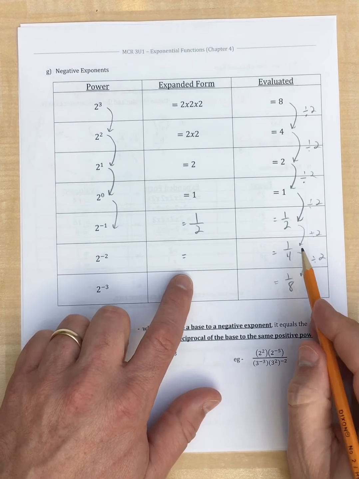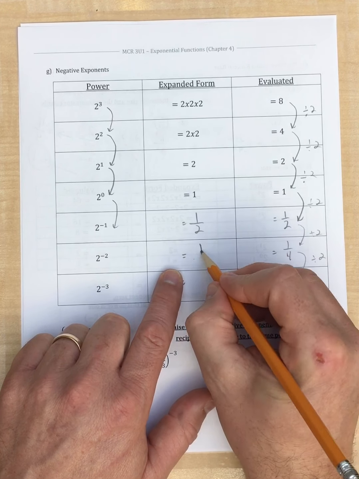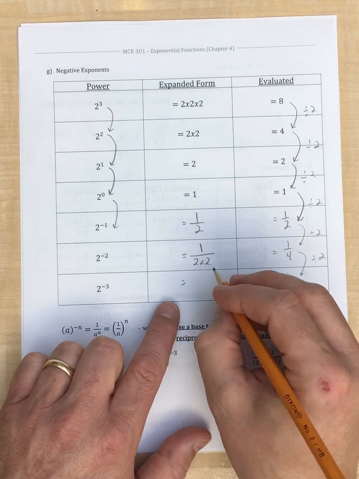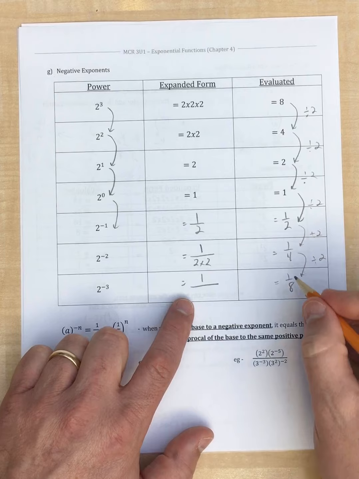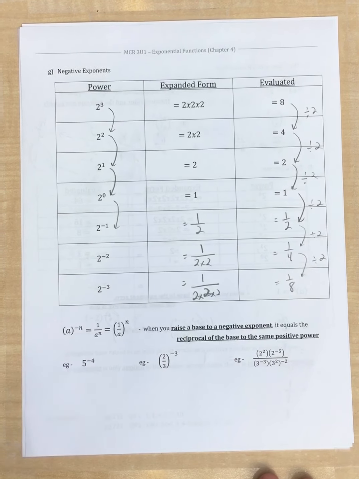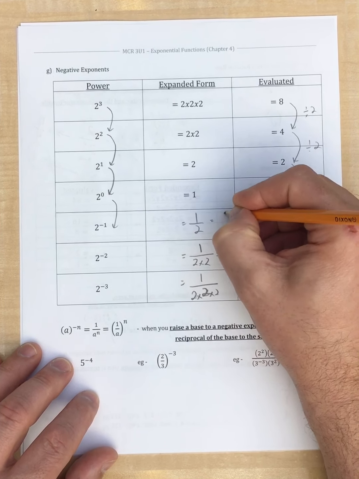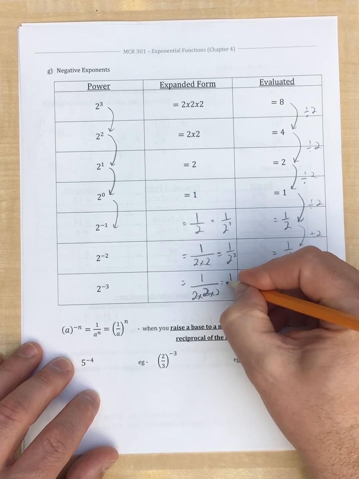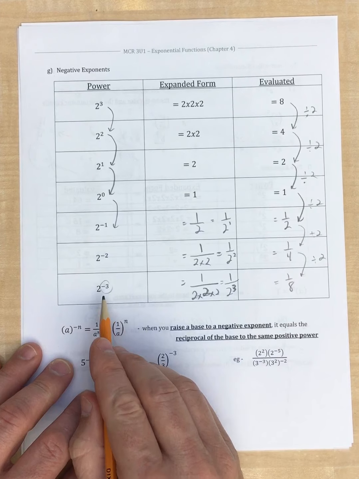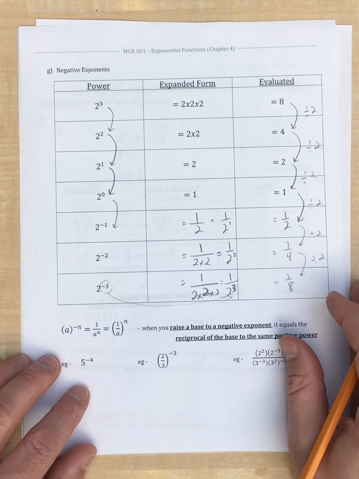Now, how do I write 1 over 4 in expanded form using 2s as the base? Well, that's 1 over 2 times 2. How do I write 1 over 8 using the base 2? Well, that's 1 over 2 times 2 times 2. So basically what it means is, that's 1 over 2 squared, and 1 over 2 cubed. What you notice is a negative power is just 1 over the same thing written as a positive power.